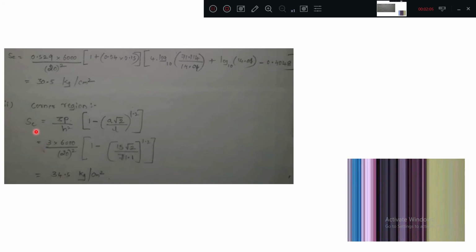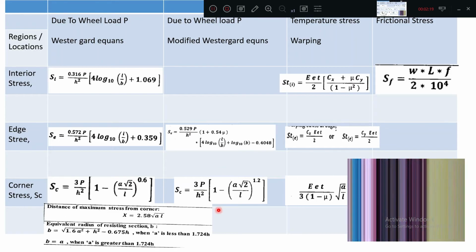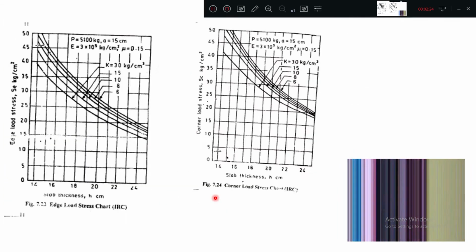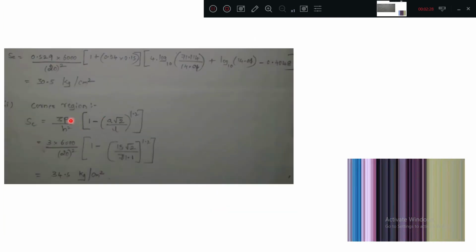For corner stress, what is this? SC equal to 3P by h square into 1 minus the quantity a square root of 2 divided by l, to the power 1 by 2. How to get there? Yes, this is the formula. P value, h value, a, l substitution, you will get the answer 34.5 kg per centimeter square, at corner and edge.